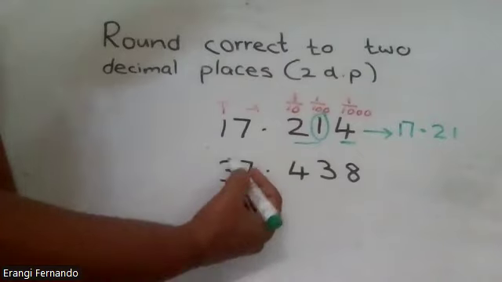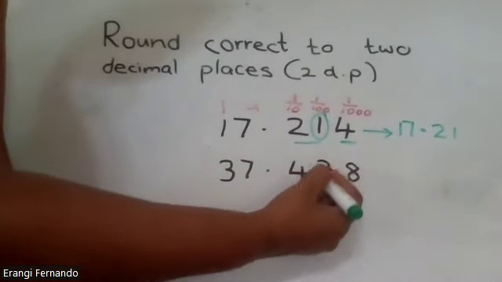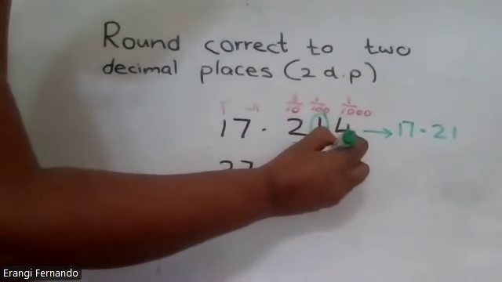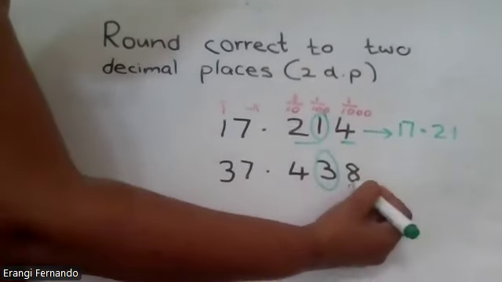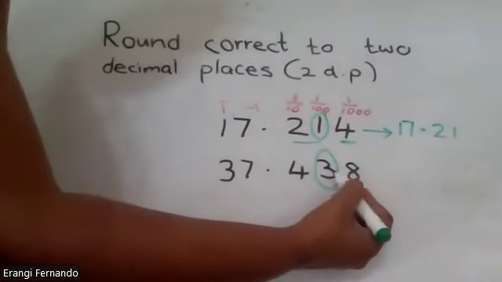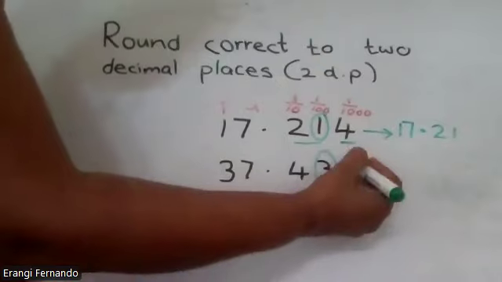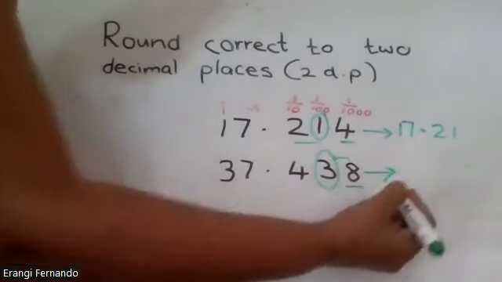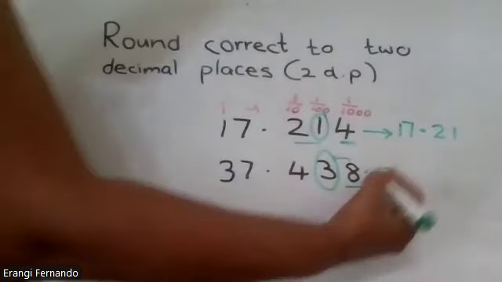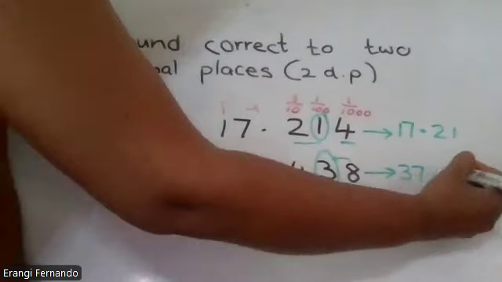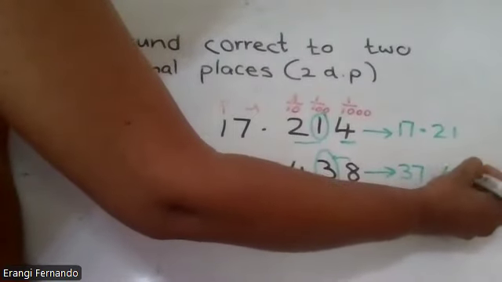The next one, 37.438. The second decimal place is 3. You have to consider the next-door value 8. If the number is 5 or more, you have to add 1. So when you round off to the second decimal place, the answer is 37.44.